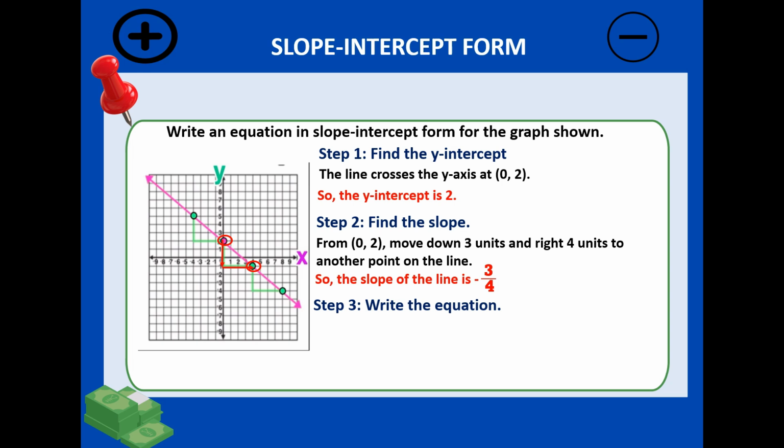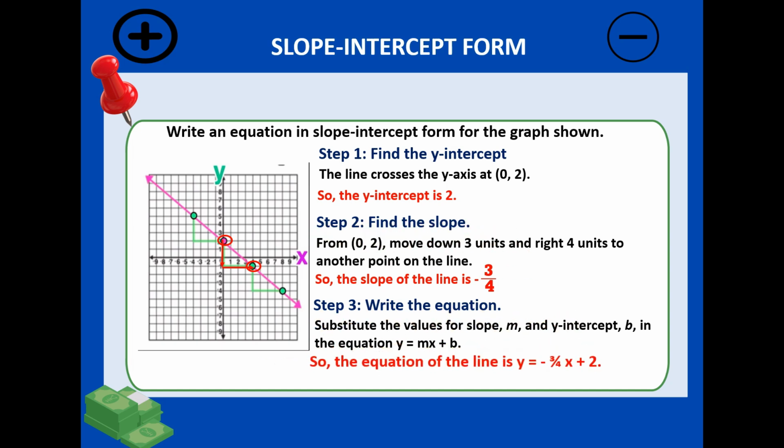Step 3, write the equation. In writing the equation, we just need the slope and the y-intercept. Substitute the values for slope, m, which is negative 3/4, and y-intercept, b, which is positive 2, in the equation y = mx + b. So we have the equation of the line: y = -3/4 x + 2.